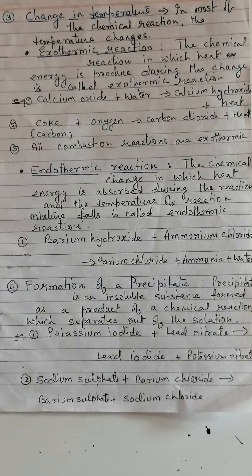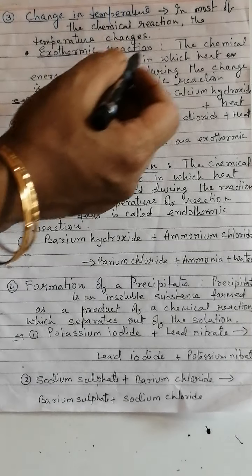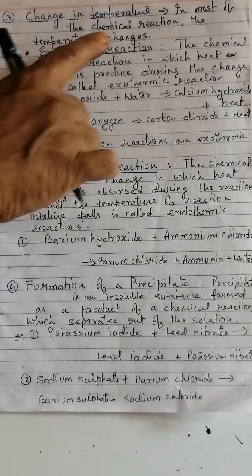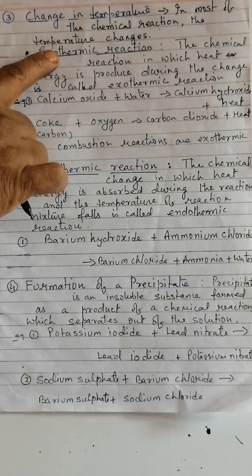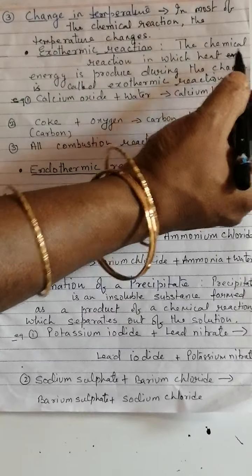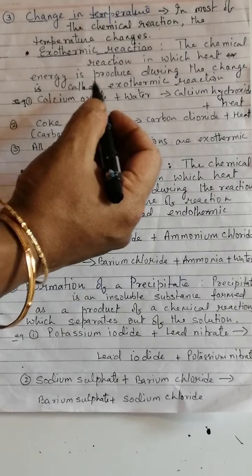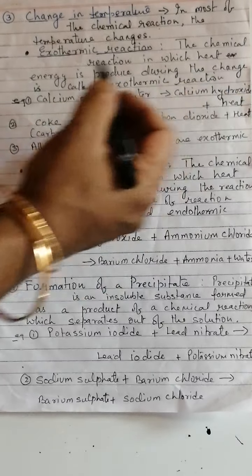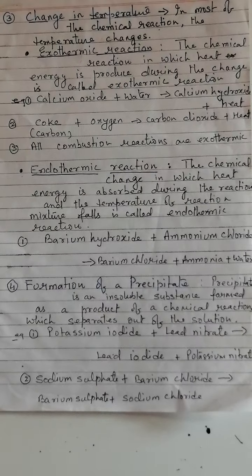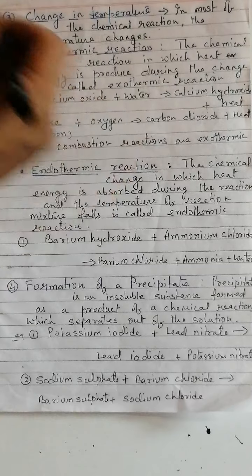Temperature changes means either heat will be absorbed or heat will be released during the chemical reaction. When heat is evolved during the chemical reaction, then the process is known as exothermic process, or the reaction is known as exothermic reaction. So we can say the chemical reaction in which heat energy is produced during the chemical change is called exothermic reaction. For example, calcium oxide.